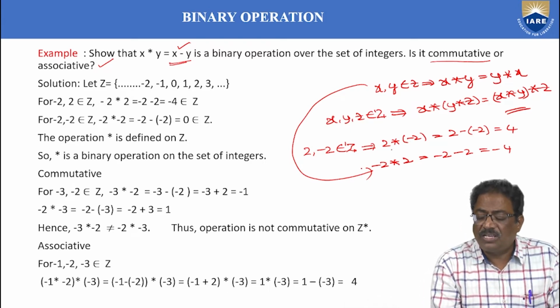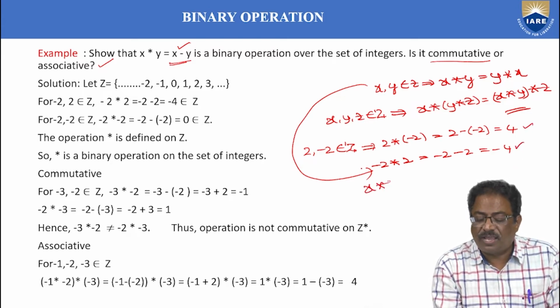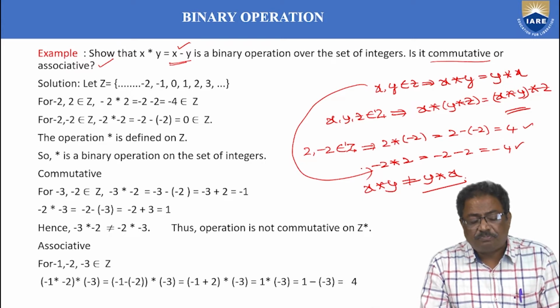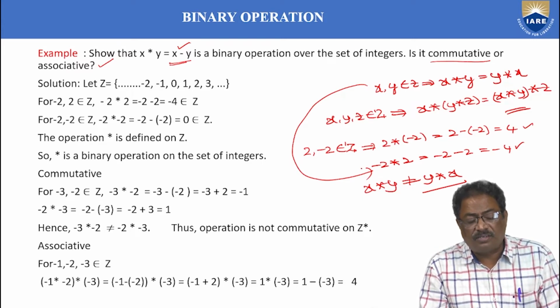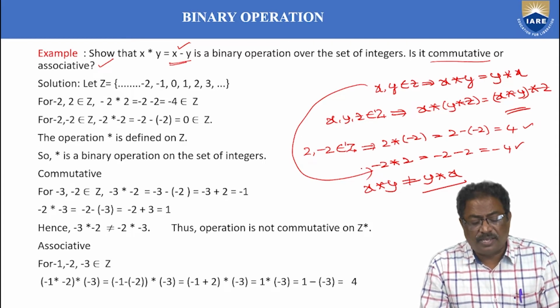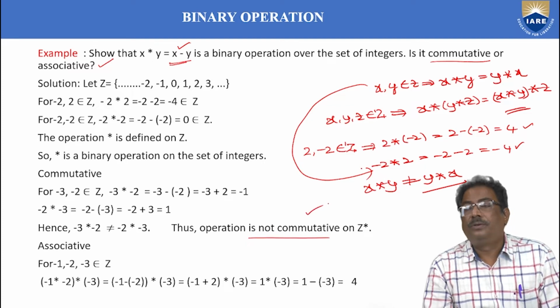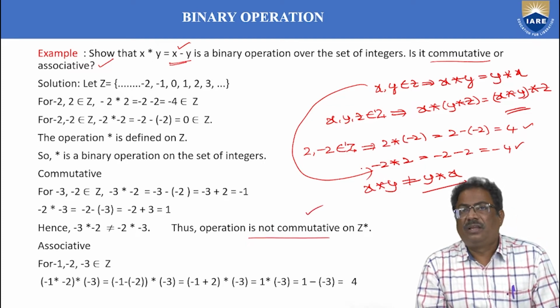So here, a star b is equal to 4, whereas b star a is equal to -4. So x star y is not equal to y star x. So we are saying that the binary operation is not commutative. We can say that it is not commutative on Z, the set of integers.